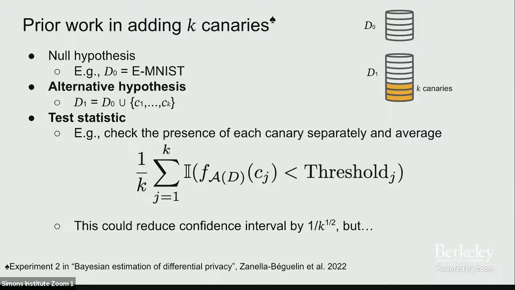By the way, this idea appeared recently in this paper. There's another paper that Ilya is on as well. Sorry for the missing reference, in a different context under label DP, but it has appeared in a bunch of papers. So this could, in theory, reduce the confidence interval by a factor of 1/k, or √1/k, essentially, and that's great.